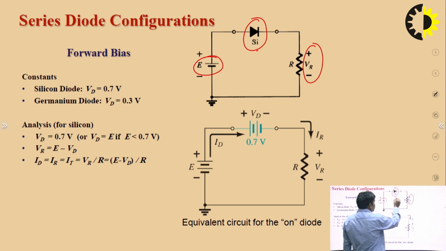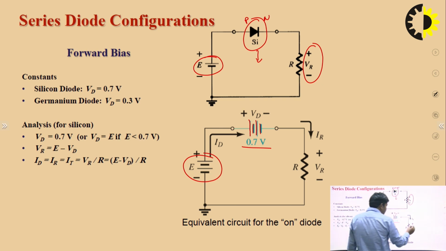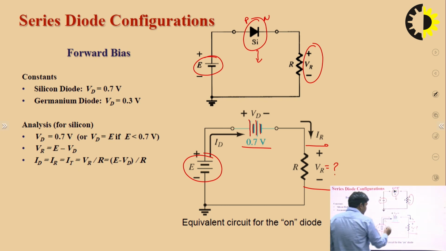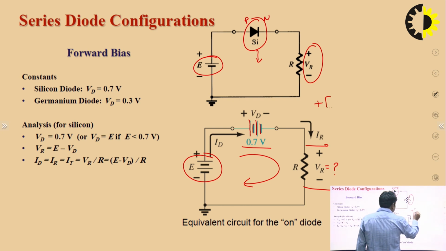We replace this silicon diode, because this is a silicon diode. This is the P terminal, this is the N terminal. So the P terminal is connected here, plus minus, and the cut-in voltage is 0.7 volt, and the external field E is applied, and this is the resistance R. We have to calculate the voltage across the resistance R using this approximation model. Then we apply KVL. So E minus 0.7. The external voltage is plus E, and the diode drop is 0.7.